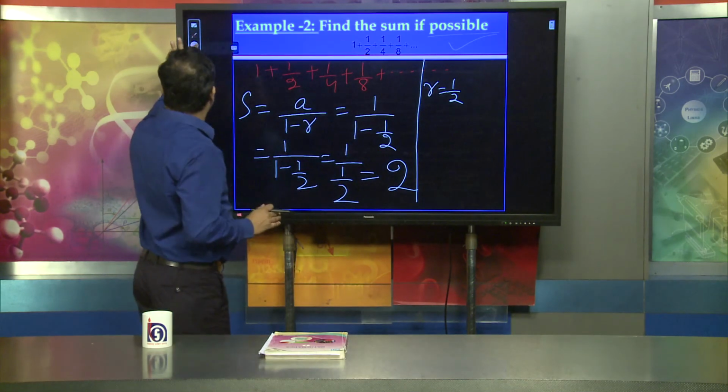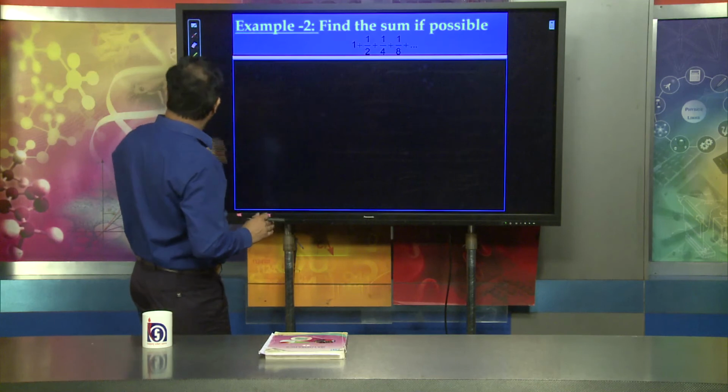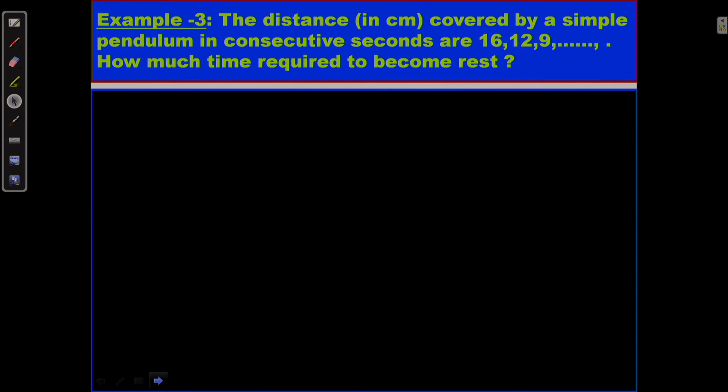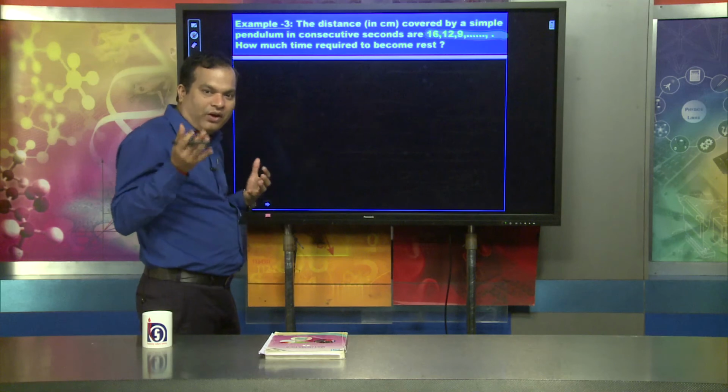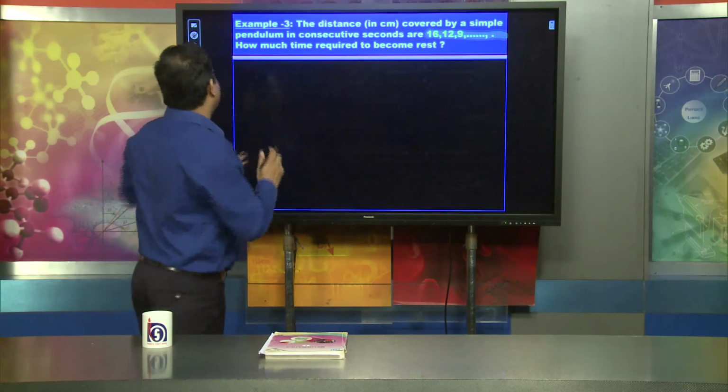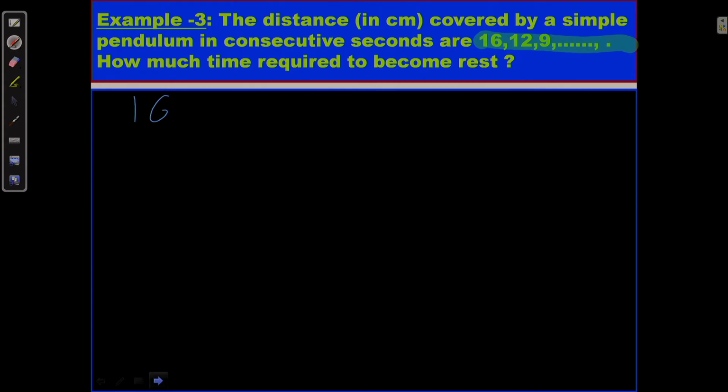Dear learners, now we will move to the next very important part: the distance in centimeters covered by a simple pendulum. A simple pendulum covers distances in consecutive seconds of 16, 12, 9. How much time is required for it to come to rest? That is a very peculiar day-to-day life problem where we use the geometric progression. Just observe this geometric progression: 16, 12, 9, and so on.